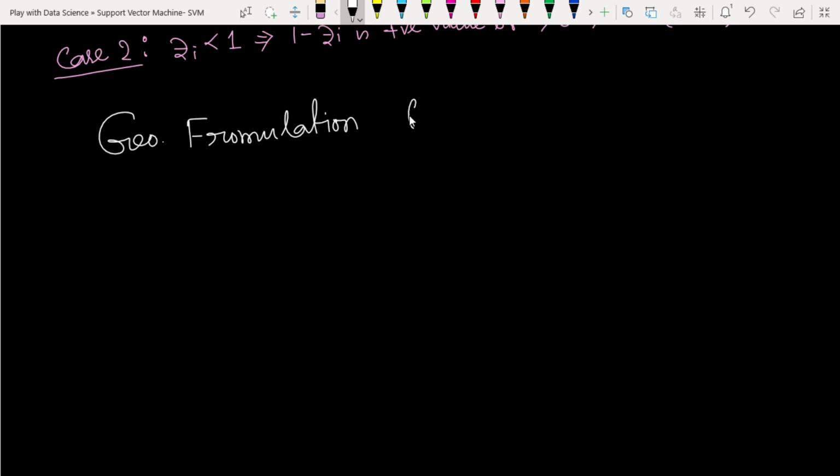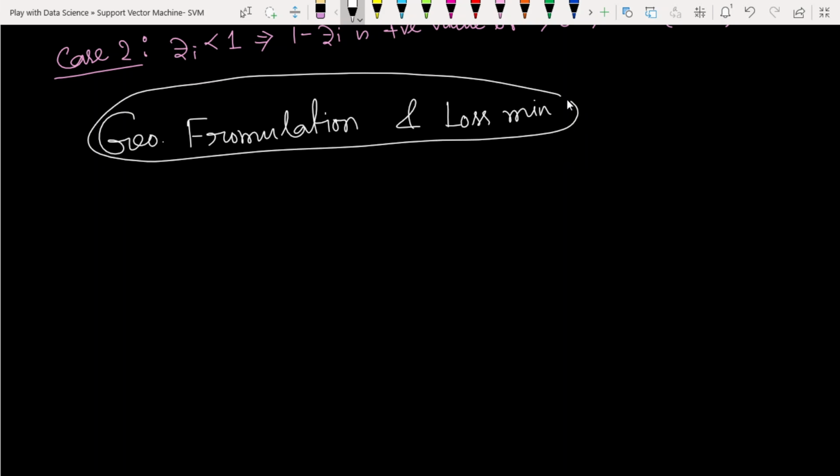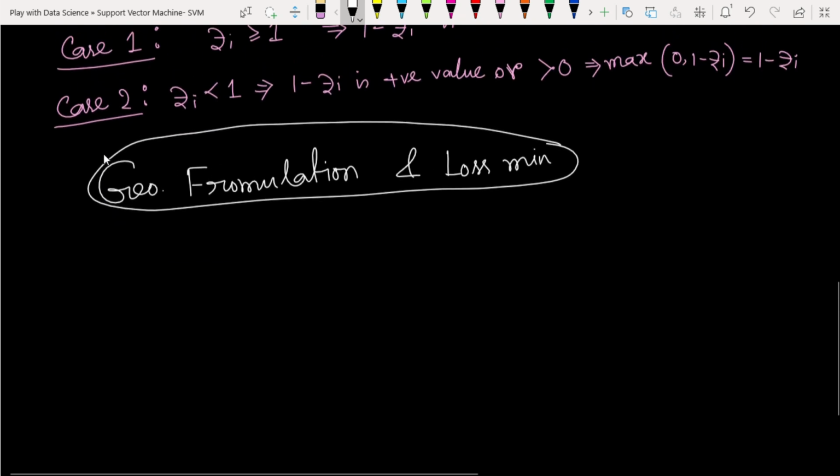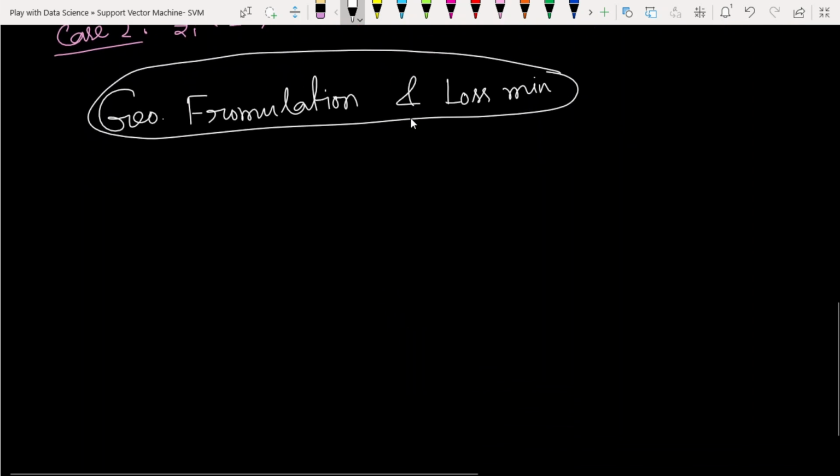And interpret this with our loss function, that is, our hinge loss minimum function, that is our hinge loss. So first, before going to the discussion, first draw the picture, it will be better for you. As previously, I am taking the pi plus plane in blue color. This is our pi plus plane.